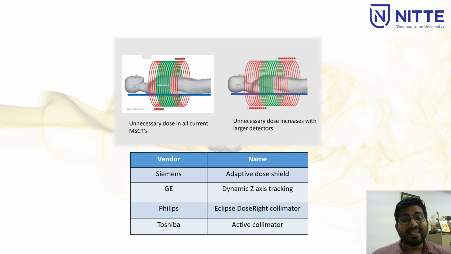And you can see the overscanning in this picture, the red area, which is getting overexposed both at the bottom and at the top level. So to reduce this, we are using this kind of advanced collimator to reduce the radiation dose.